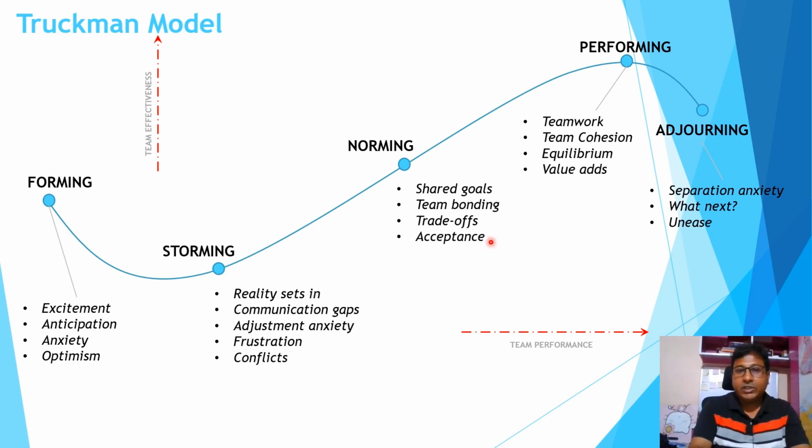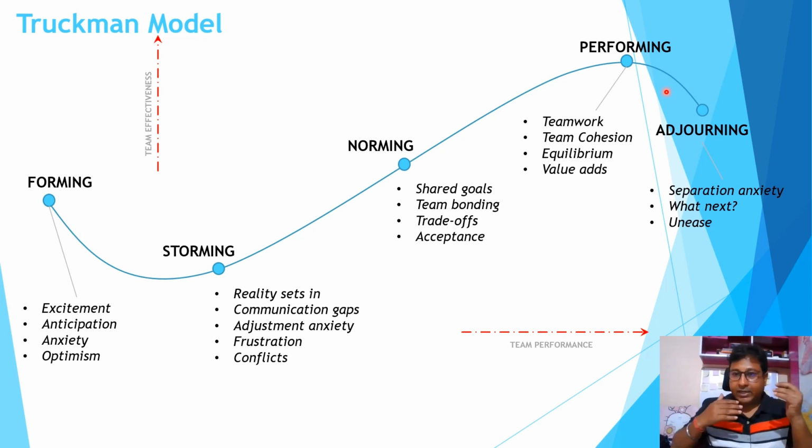From this norming phase, once you have established all these shared goals, team bonding, trade-offs, and acceptance, your performance graph will start increasing, and the team will start slowly performing, right? This performing stage is the peak of the performance. Here the teamwork, cohesion, equilibrium, and value add will all come into the picture, and the team will be at the top of its performance. Okay. That is the phase where the project is at its peak, and the velocity, the performance, and the value delivery will be at their peak, right?